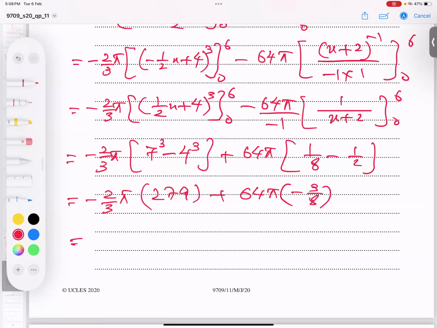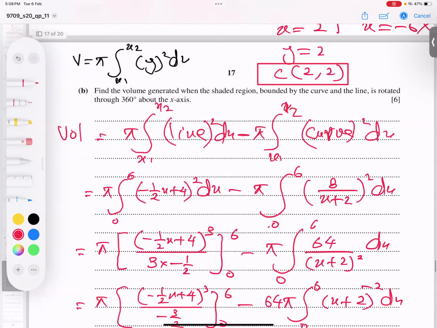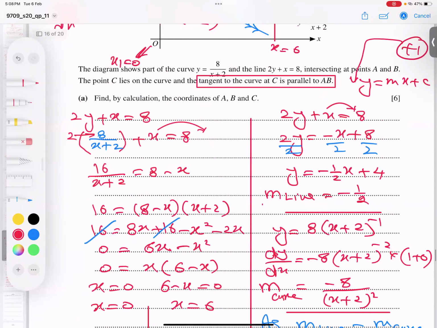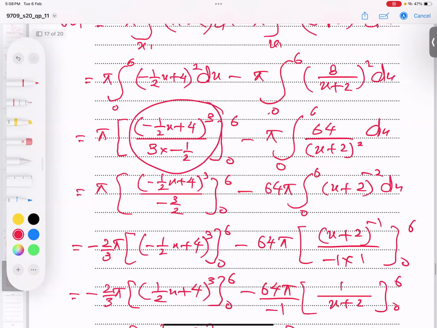So when I type multiply 279 with 2 over 3, I get negative 186 pi. And when I multiply 64 into 3 by 8, I will get here, hold on. Some mistake may be there. Just a minute, please. I think I got some mistake. Wait a minute. So the mistake is here only. Let me find it. Where's the mistake? Let me check the equation. Is the curve line okay? Half x plus 4. There's no mistake at all. Increase the power by 1, divided by the same.